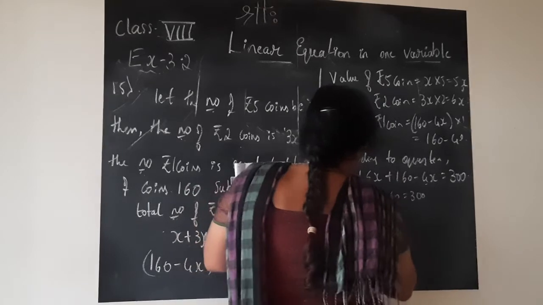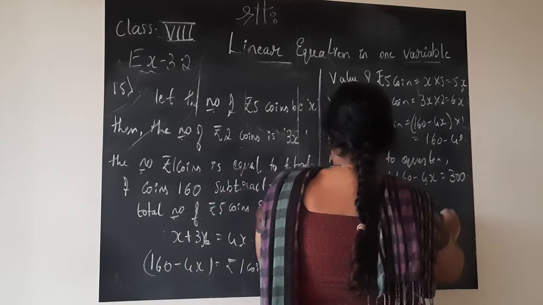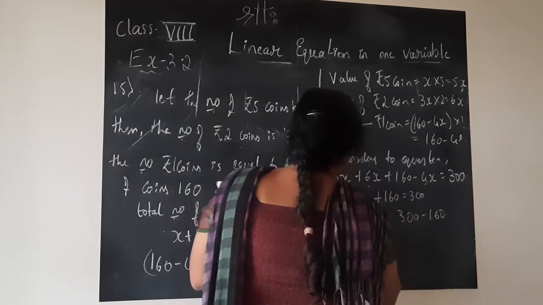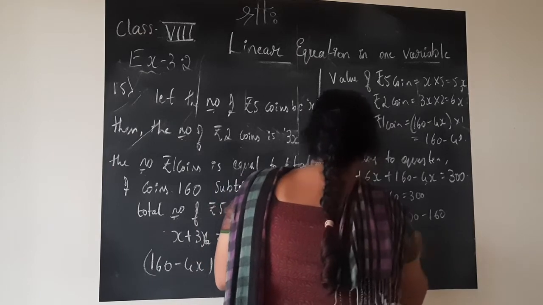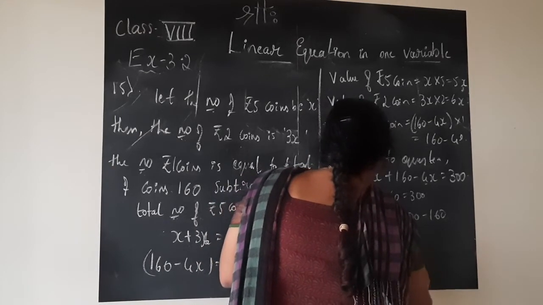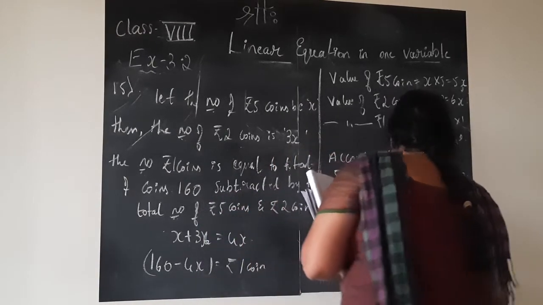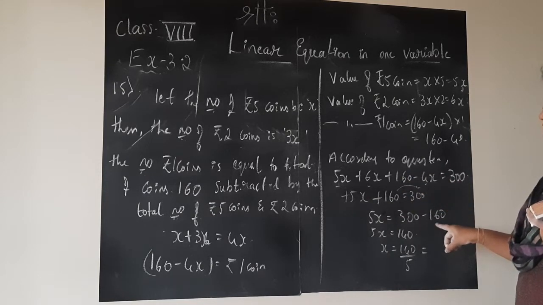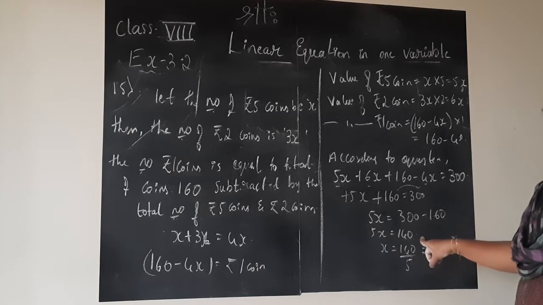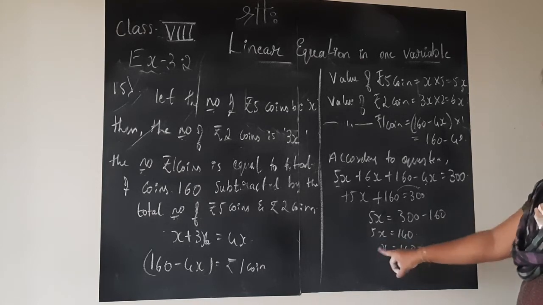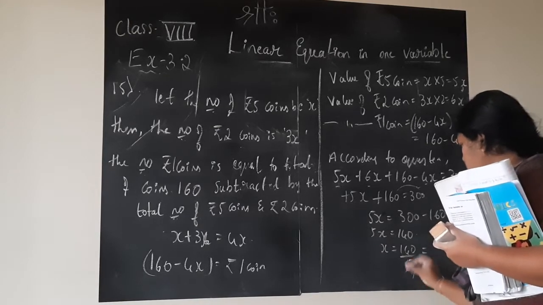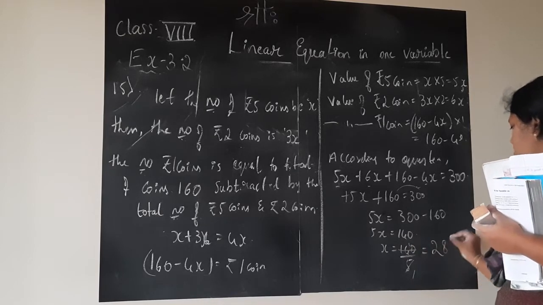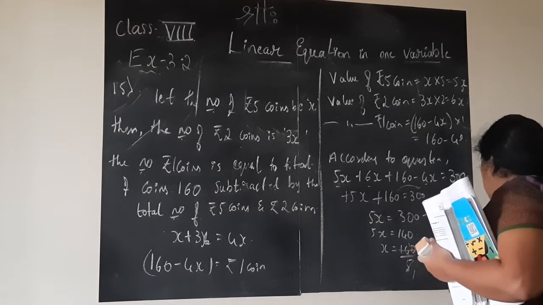Now I will send 160 to the other side, so it becomes 300 minus 160, children, which is equal to 140. So 5x is equal to 140, that is x is 140 divided by 5. I send 160 to the other side, it became minus 160. 300 minus 160 if you do, you will get 140, children. So 5x is 140, x is 140 by 5. 5 1s are 5, 5 2s are 10, 4 remaining, 5 8s are 40. So we got x to be 28, children.